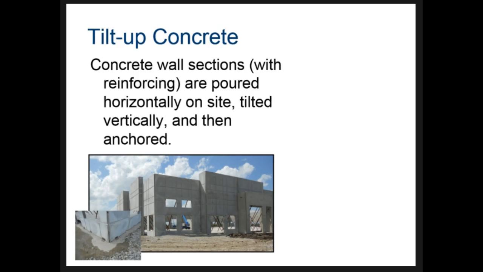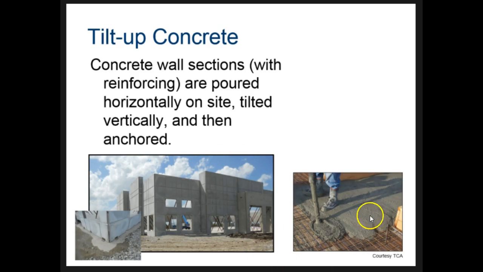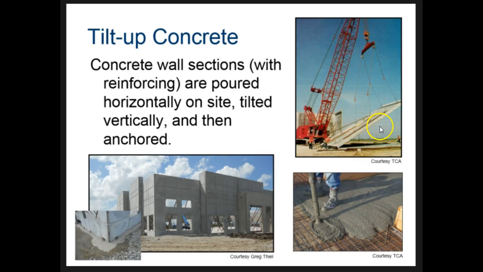Another option is tilt-up concrete. This is where they actually make the forms laying on the ground, and then they tilt it up into position. So here you can see this is actually the wall, but it's laying flat with the rebar there, and this is a pump truck that's pumping the concrete in. They're going to lay all this out flat, and then they literally take a big crane and lift this up once it's made.